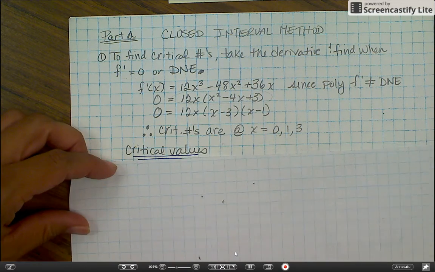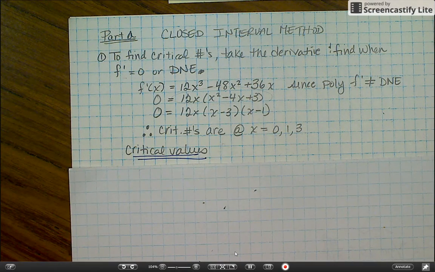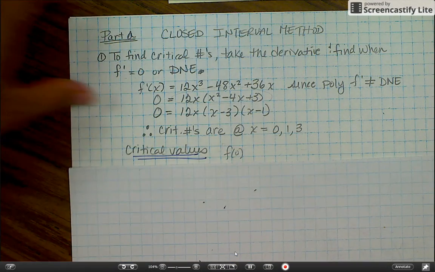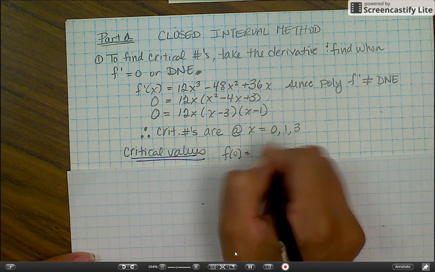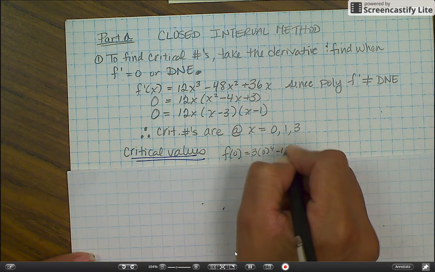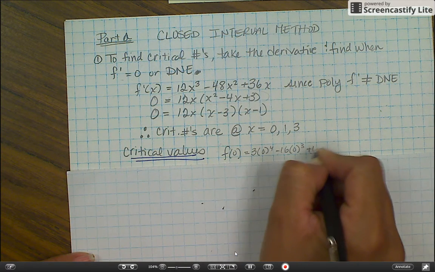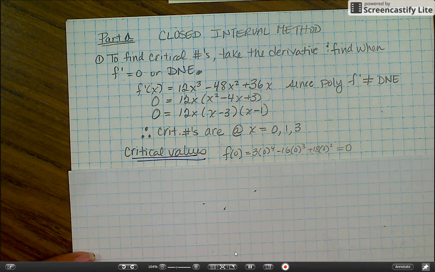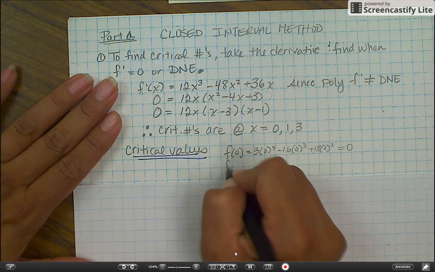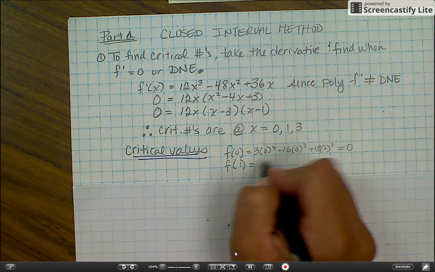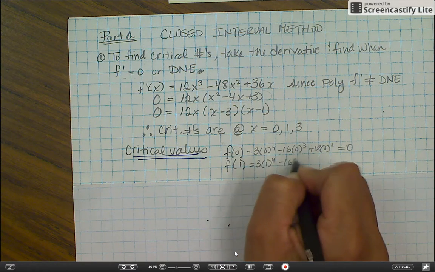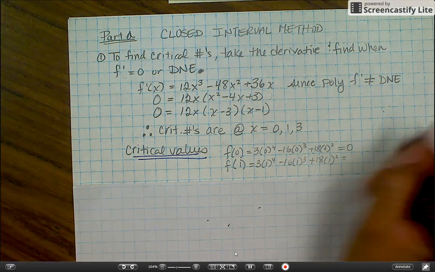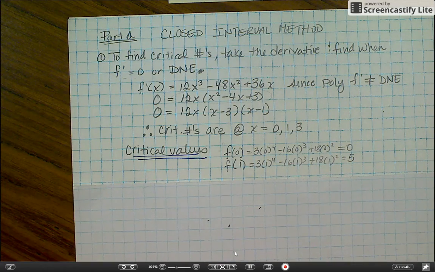Now the next thing I need to do is find the critical values. So what is f of 0? I put that back into my original function. It's going to be 3 times 0 to the fourth minus 16 times 0 to the third plus 18 times 0 squared, which is 0. So that is a value. Do the same thing for 1. So 3 times 1 to the fourth minus 16 times 1 to the third plus 18 times 1 squared, and you get 5. That is a critical value.